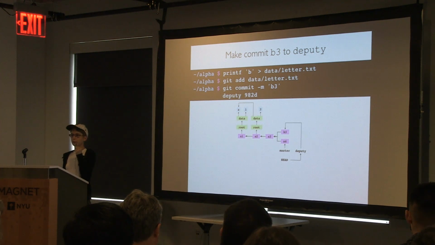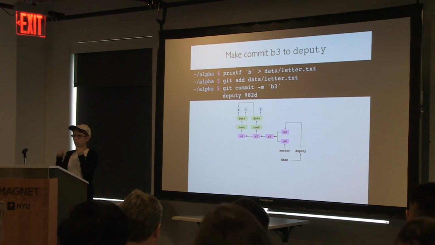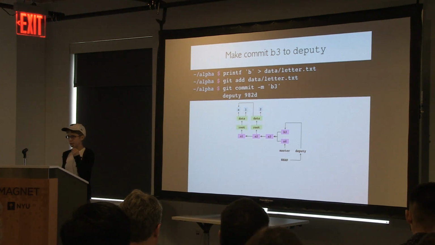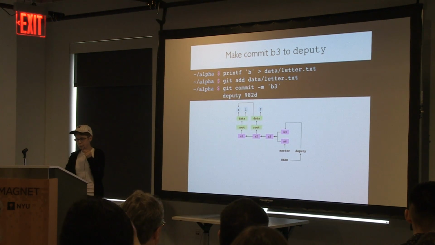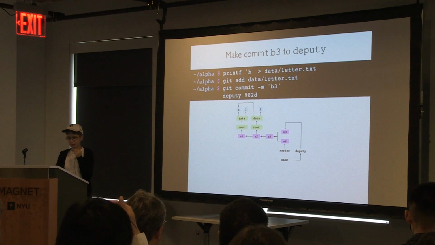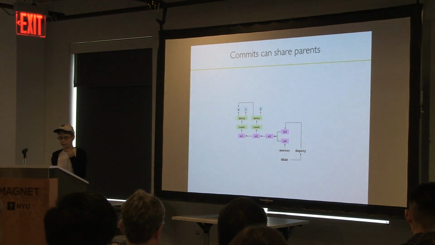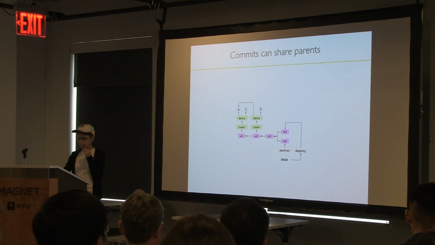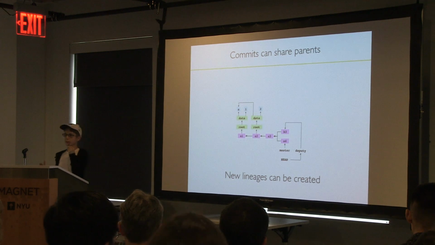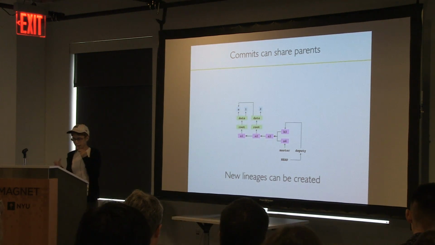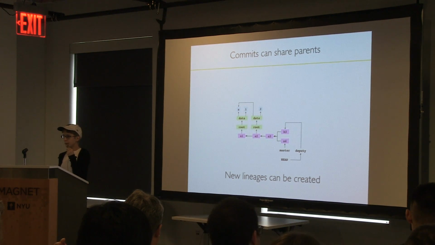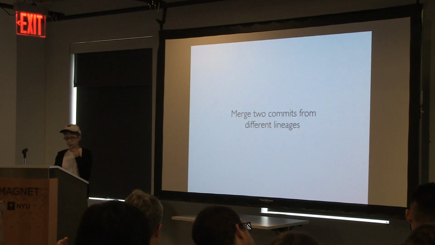There's B3, where letter is B and number is 3. And then there's A4, where letter is A and number is 4. So the important point here is that in one new commit, letter was changed, and in the other new commit, number was changed. Okay. And we're on deputy, so that's it, on the B3 commit. Now, what allows this? Well, commits can share parents, which means that new lineages can be created. So this is how this is allowed. So B3 and A4, they both have the same parent, which is just A3.